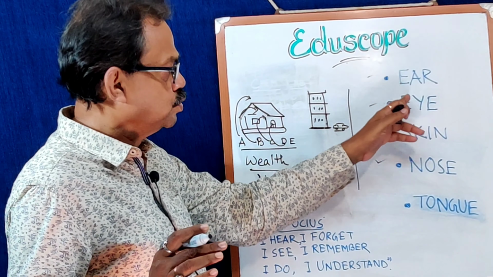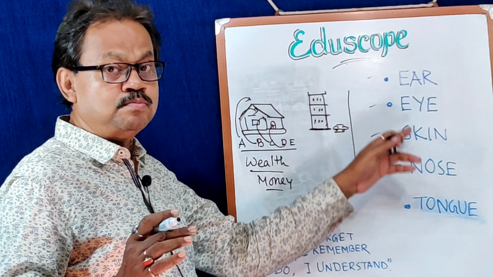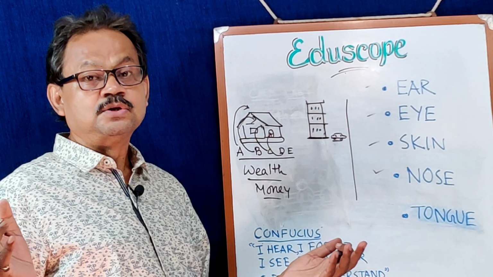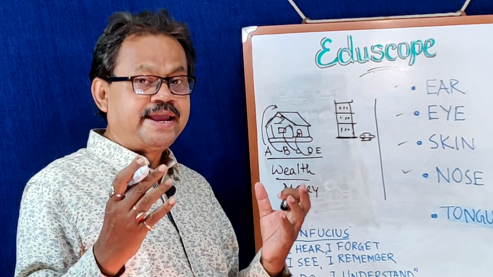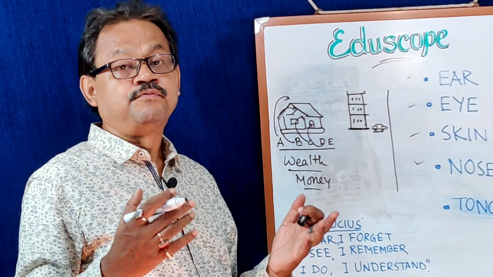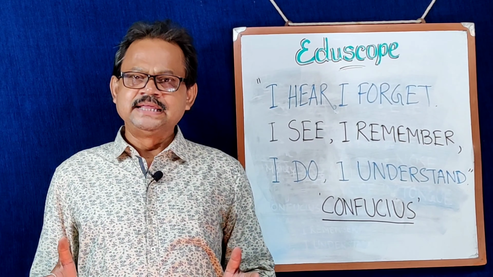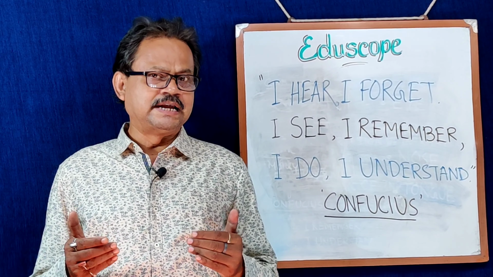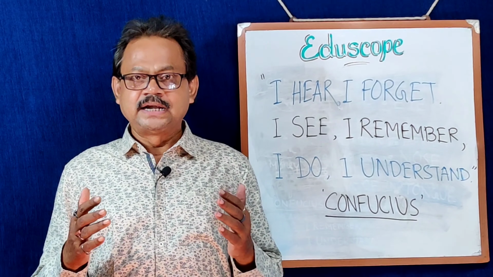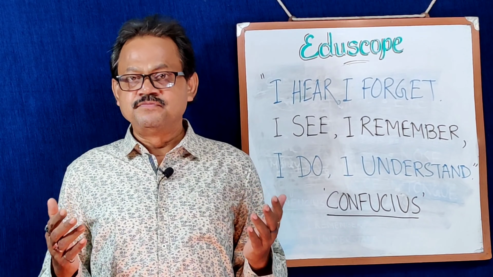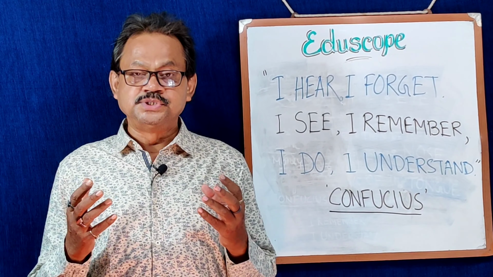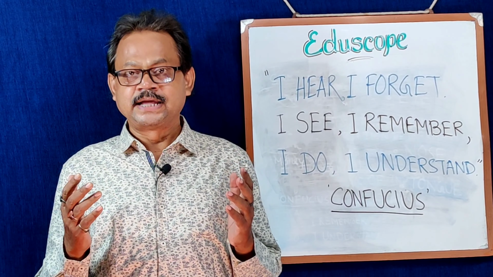Similarly, if we use all sense organs or most of the sense organs to receive information, to receive knowledge from outside, our brain will be enriched with knowledge and the brain will retain it for a longer time. So it is clear that when we are going to study, we have to use different sense organs so that our brain can receive the information and knowledge nicely and retain it for a longer time.